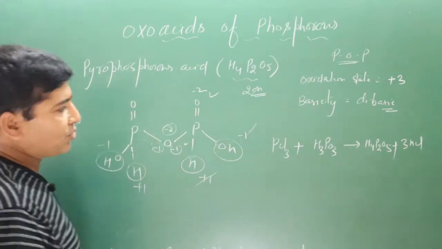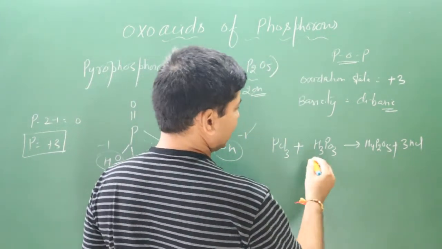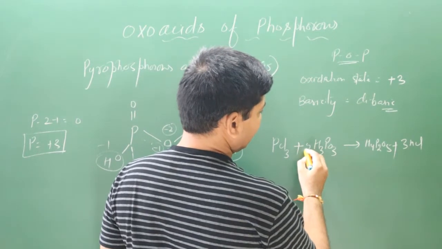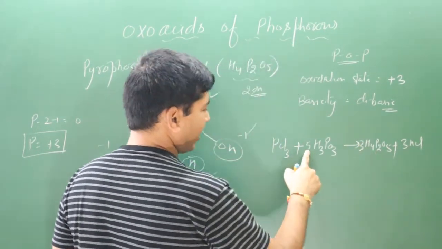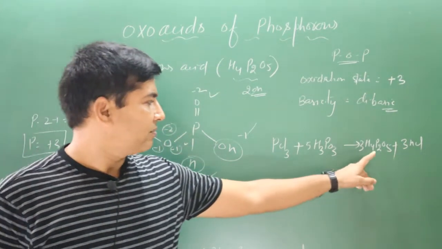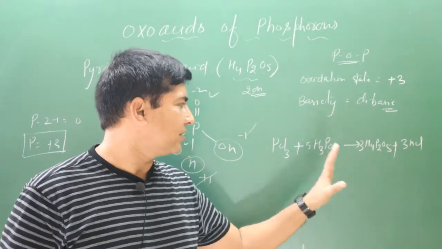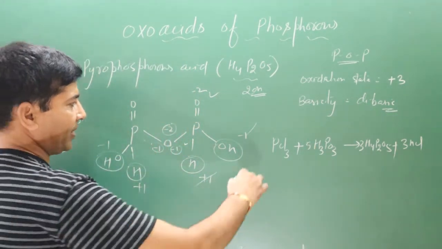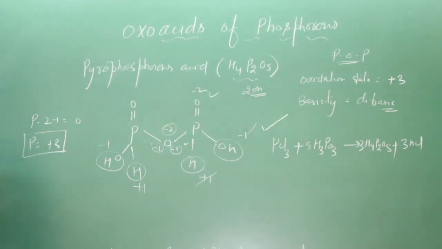Now we can balance this equation. Cl is balanced. I multiply by 5 and take it as 3. 3 × 2 is 6 and 5 plus 1 is equal to 6. Phosphorus is balanced. What about hydrogen? 4 × 3 is 12 plus 3 is 15, and 5 × 3 is 15. Hydrogen is also balanced. Okay, this is the method we use to prepare pyrophosphorous acid.